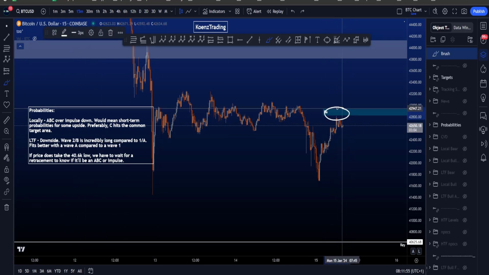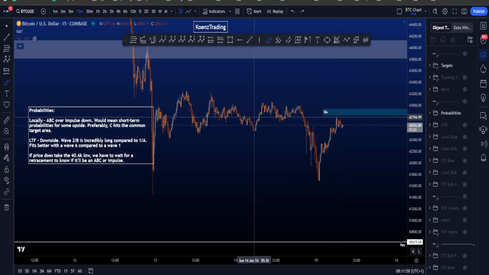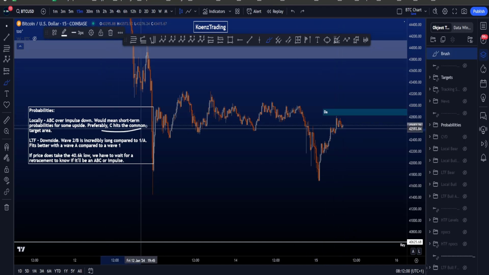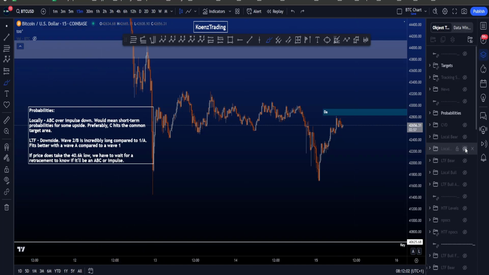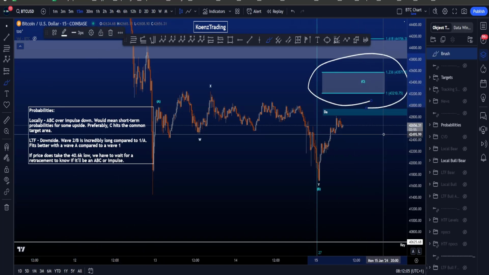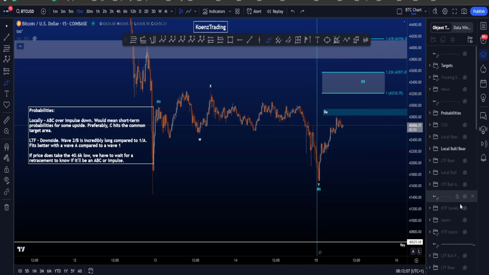Of course, we have the resistance right above price here as well, but preferably wave C hits the common target area, which is over here between 43.2k and 43.5k, which includes that daily naked point of control at 43.5k.